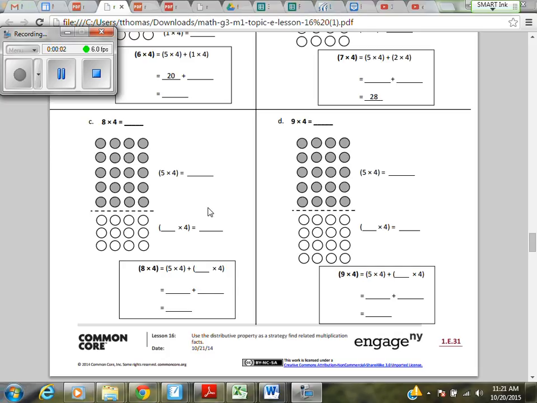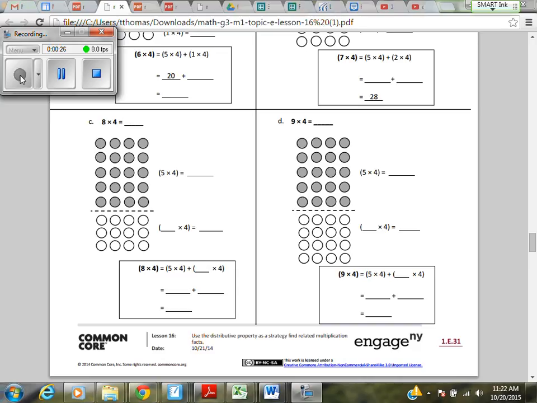Your homework for tonight involves you fixing and finishing the work from lesson 16. So on lesson 16, right here, we are going to do problem C. On problem 16, it wants to know what 8 times 4 is, and they give you an array to help you figure it out using the distributive property.